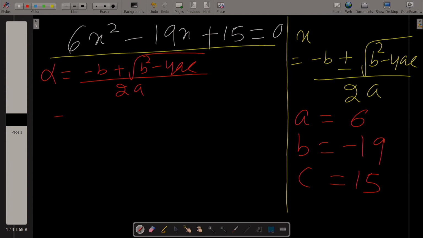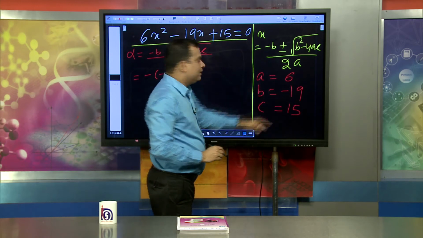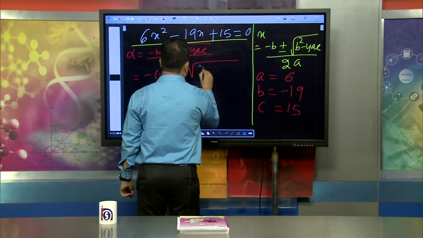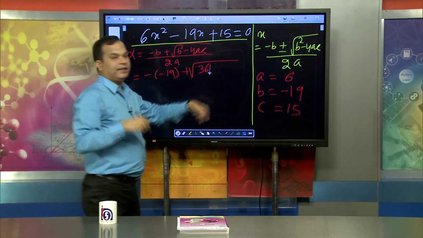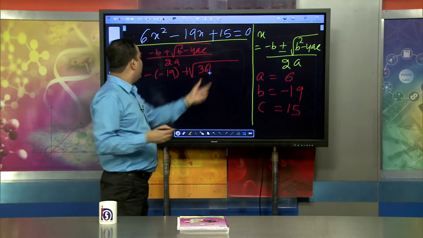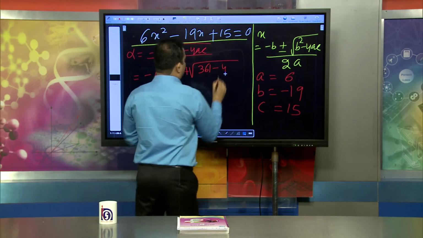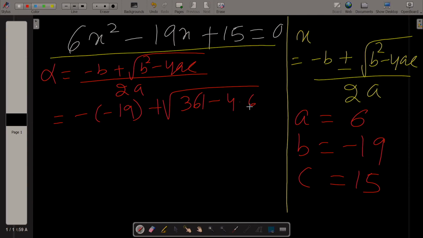So I can write: −b means minus of minus 19, plus the square root of b² − 4ac. You see, b² means (−19)², which equals 361, minus 4ac, where a is 6 and c is 15, so 4 into 6 into 15, divided by 2a, that means 2 into 6.